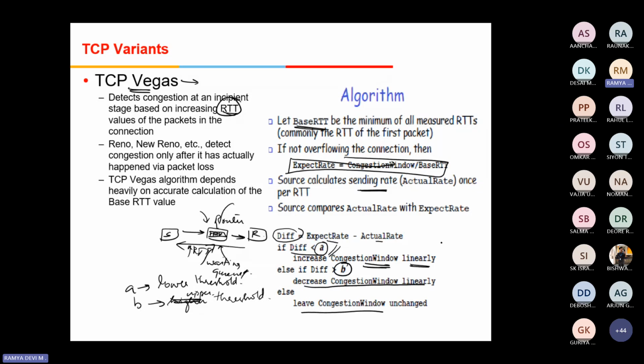So the network will operate in an optimized way. This is the proactive adjustment. With the help of the RTT and the expected rate, Vegas will try to stabilize the throughput and avoid congestion. Any doubts?